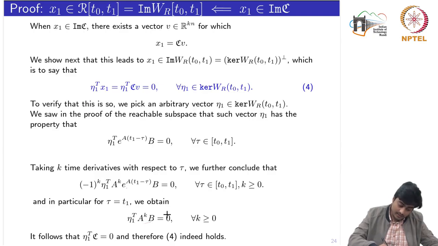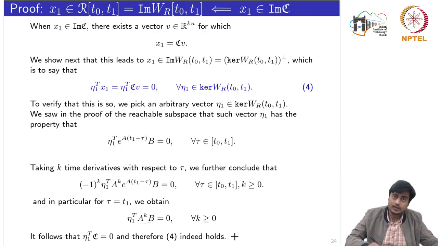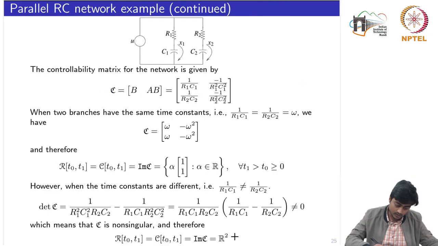Right? Which implies that x1 belongs to the image of WR. This is what we want to prove, that eta 1 transpose C V is equal to 0, and in this equation we already have eta 1 transpose C equal to 0. So although we have the non-zero vector V, this equation is always satisfied. For V equal to 0, it would definitely satisfy, right? But for non-zero V, it will also satisfy, and this is the complete proof. Okay, so this completes the overall proof of the equation.